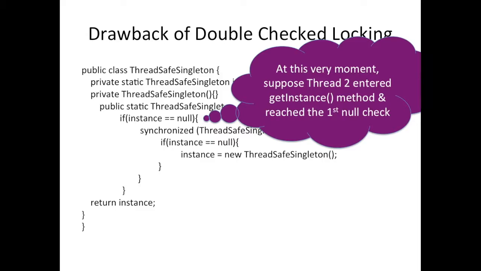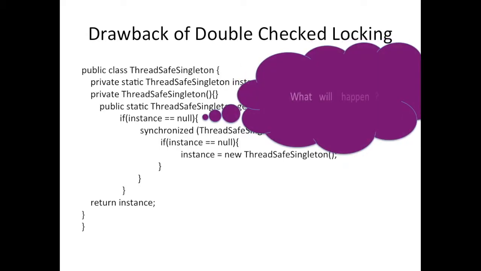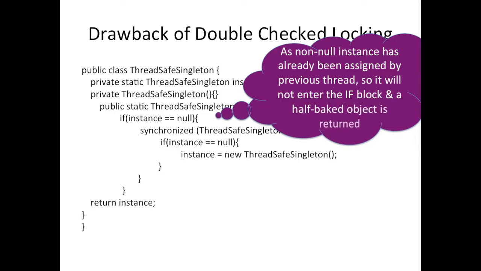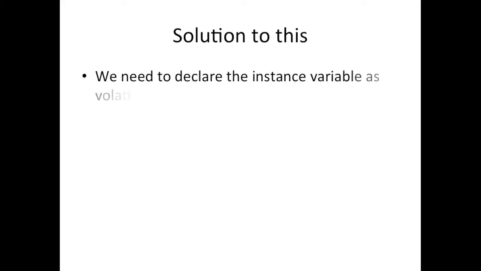At this very moment, suppose thread 2 enters the getInstance method and has reached the first null check. So what will happen? Now the instance is not null because it contains the half-baked object, right? As a non-null reference has already been assigned by the previous thread, it will not enter the if block and a half-baked object is returned, right? So this is the problem with the double check locking method that we discussed before.